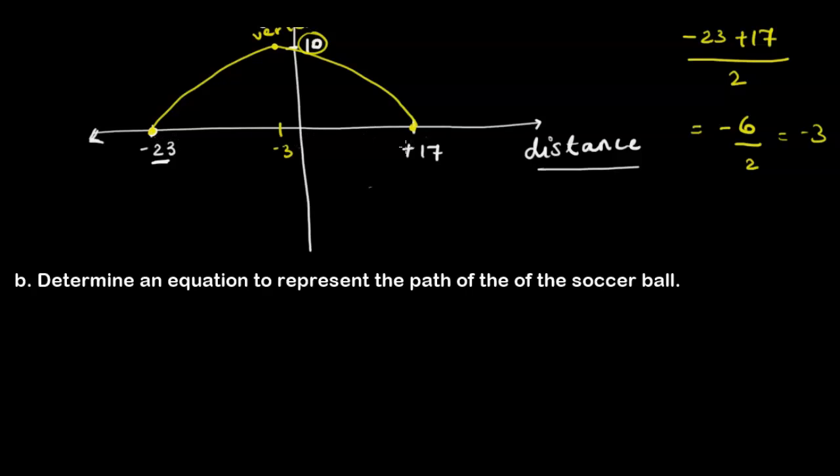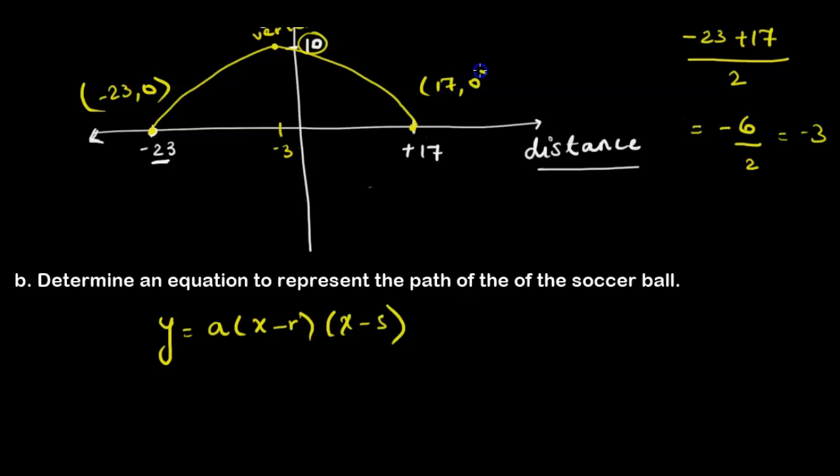As we know, we are given the two x-intercepts, so we write the equation in factored form. That is y equals a times x minus r times x minus s. Negative 23, 0 is one x-intercept and 17, 0 is another x-intercept. The vertex we are given is negative 3, 10. So our r value is negative 23 and our s value is positive 17.